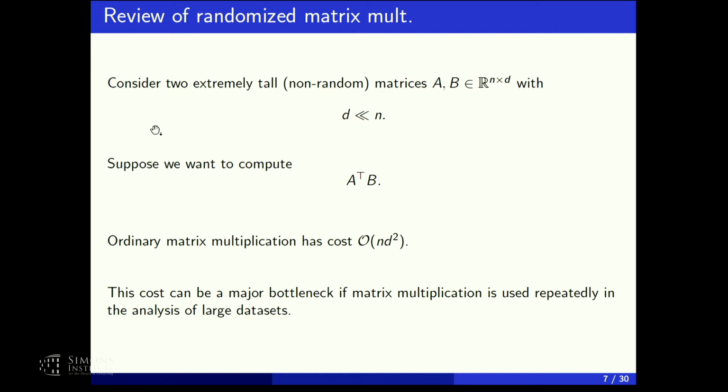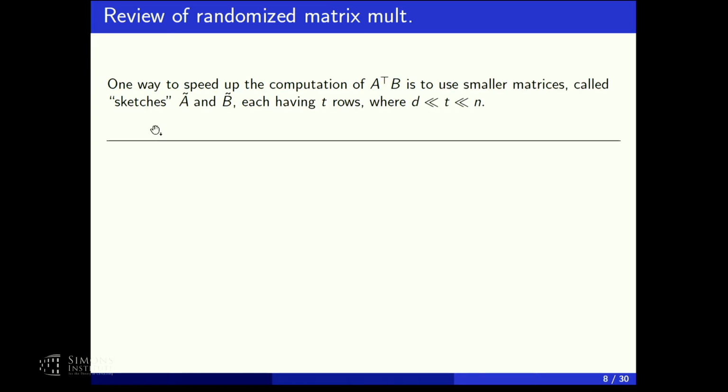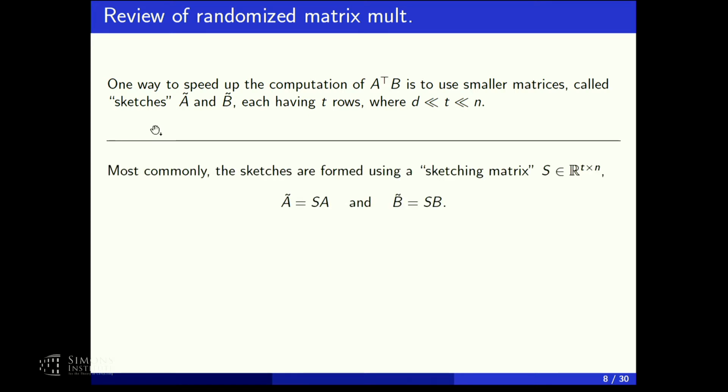All right, so as we know, the cost of ordinary matrix multiplication is n times d squared, and we want to bring that down. So we do what's now commonly known as a sketch and solve kind of thing. So we'll form sketches out of the original matrices A and B. I'll use the letter T to denote the sketch size. So I'll bring the n rows down to T, and I'll denote the sketches as A tilde and B tilde.